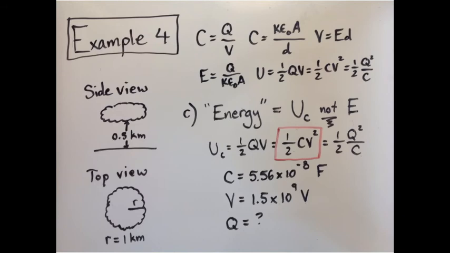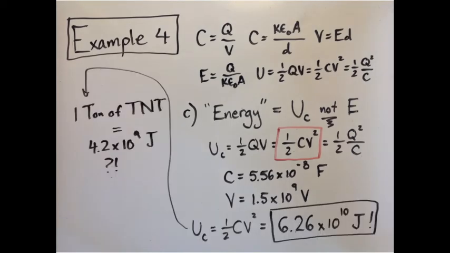If you answered 1/2 CV squared, you are correct! Ding, ding, ding, ding, ding! That's right, that's the one to use. We can't use the other 2 without knowing the charge. Now, again, that's not to say that I couldn't find the charge. That would actually be a fairly simple operation, right? I've already got an equation for that. I could calculate the charge based on what I know, but it's an extra step that I would be taking for actually no reason at all. Okay, so we plug in our values and we get 6.26 times 10 to the 10th joules.